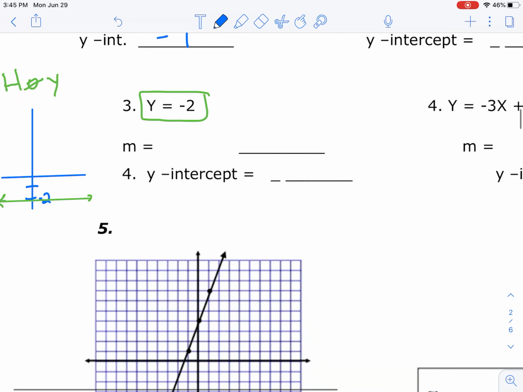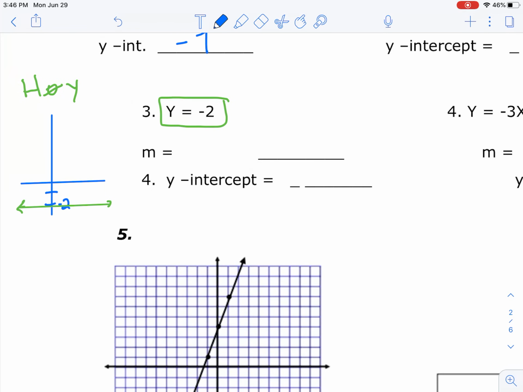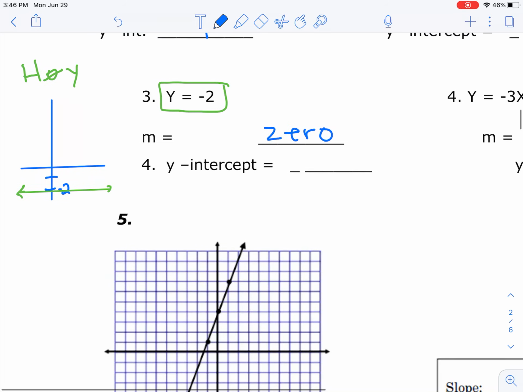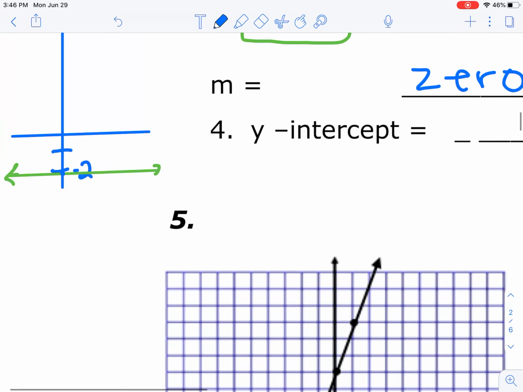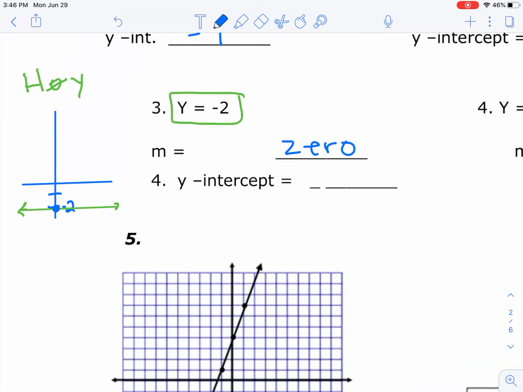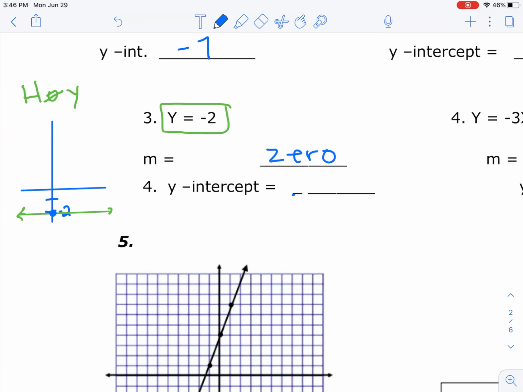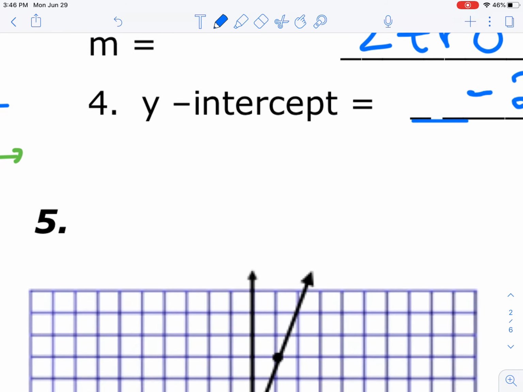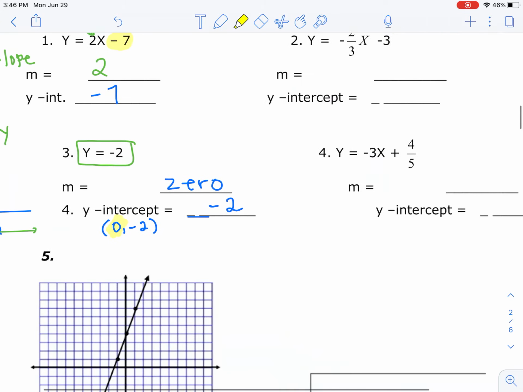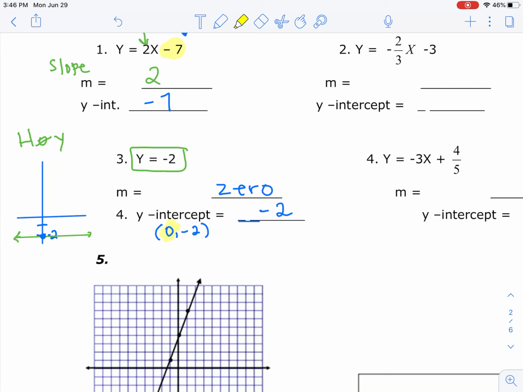So the slope here is going to be a 0 slope, and the y-intercept is where it touches the y-axis, which happens to be the -2. I'm just going to connect this dot and go -2. So to write it as an ordered pair, it's going to be (0, -2). You know you have a y-intercept when your x value is 0. Okay? All right, so now let's look at number 5.